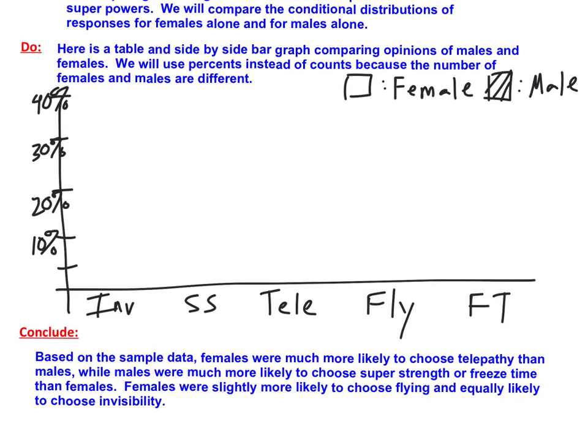Okay, so now let's compare these. Here would be 5, 10, 15, 25, and 35. For invisibility, females was right at 15%. And here I'm going to put another bar right next to it with those diagonal lines, which shows me that for invisibility, they were about the same. Super strength is where things got a little different. The female bar goes up to about 3%, whereas the male goes up to about 20.